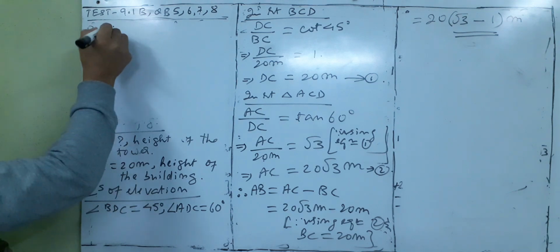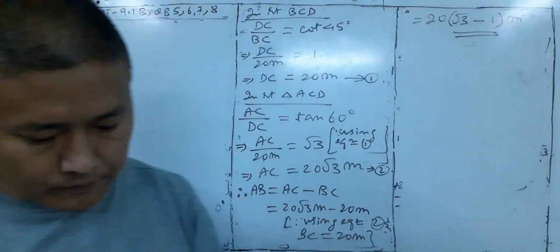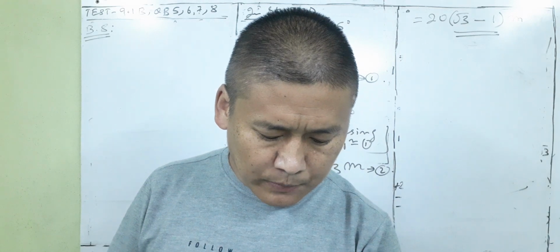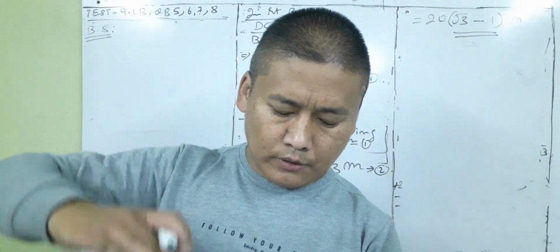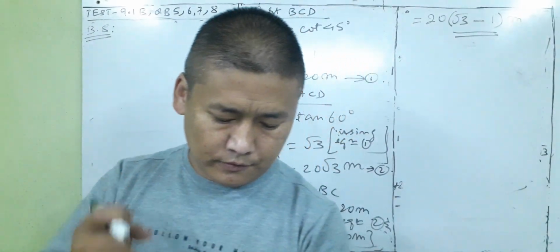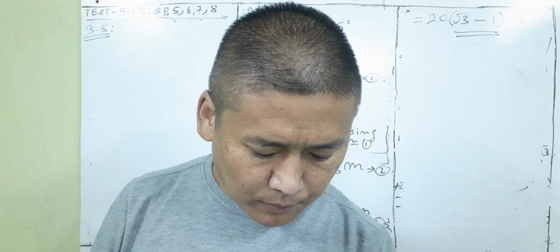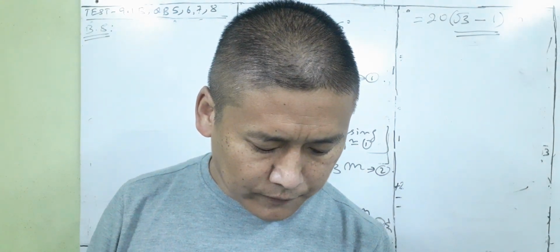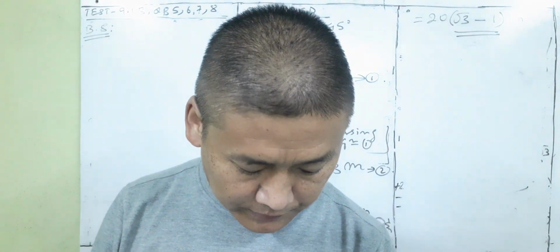B8, the last question. Let us do that. Let me read the question. Here, a statue 1.6 meter tall stands on the top of a pedestal. Okay, pedestal means the strong foundation below the statue, so that the statue can be held strongly, firmly. Okay, from a point on the ground, the angle of elevation of the top of the statue is 60 degrees, and from the same point, the angle of elevation of the top of the pedestal is 45 degrees.